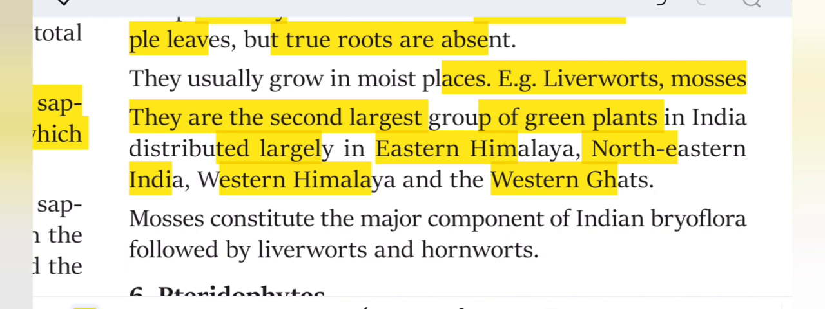Moist places में होता है, right? Like examples are the liverworts, then mosses. They are the second largest group of green plants in India, distributed largely in eastern Himalaya, northeastern India, western Himalaya and western Ghat. Mosses constitute the major component of Indian bryoflora, followed by liverworts and hornworts.